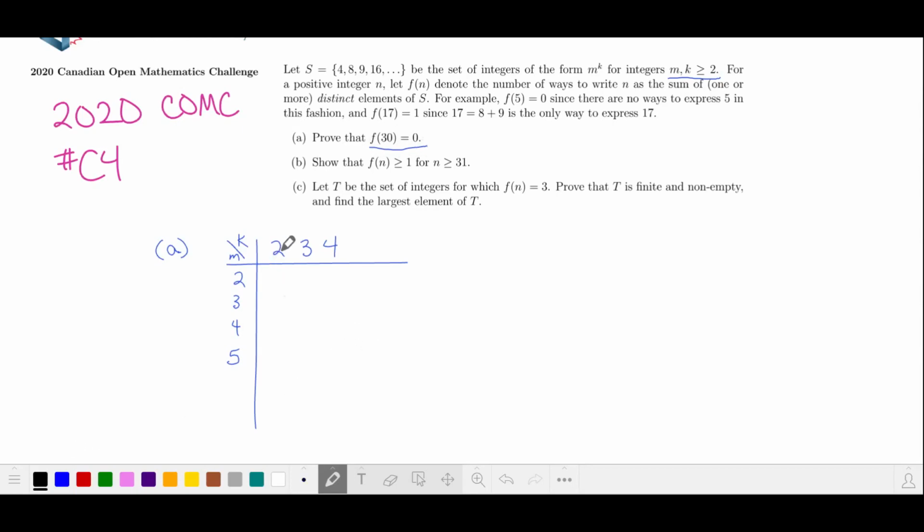So with a base of 2, we get 2 squared is 4, 2 cubed is 8, 2 to the 4th power is 16. With a base of 3, we get 9 and 27. A base of 4 gives us 16, and a base of 5 gives us 25. So these are the numbers we have to work with to sum to 30.